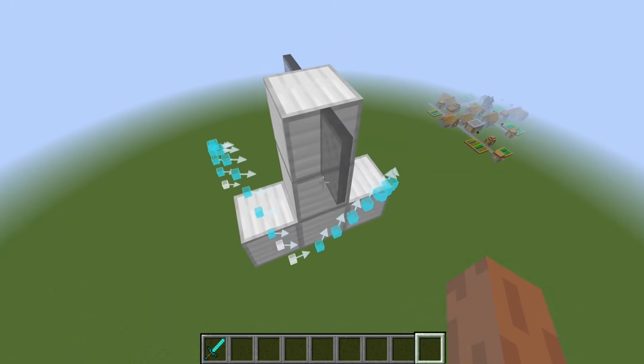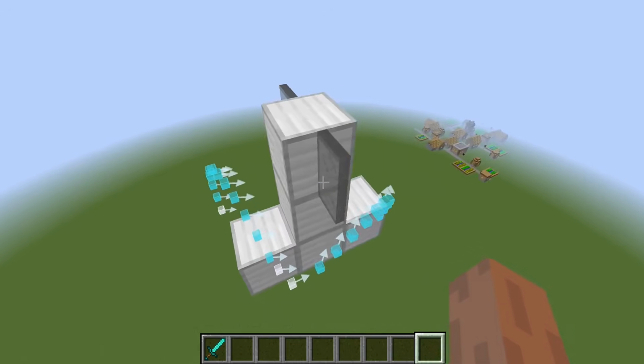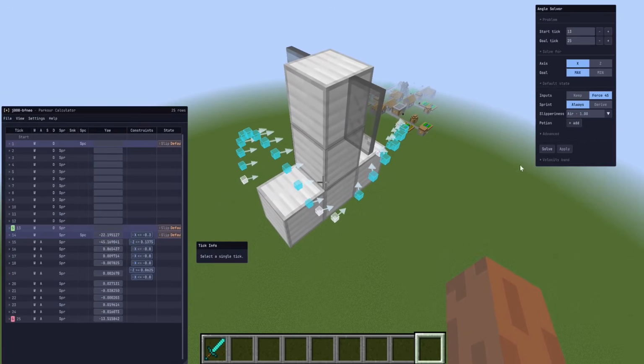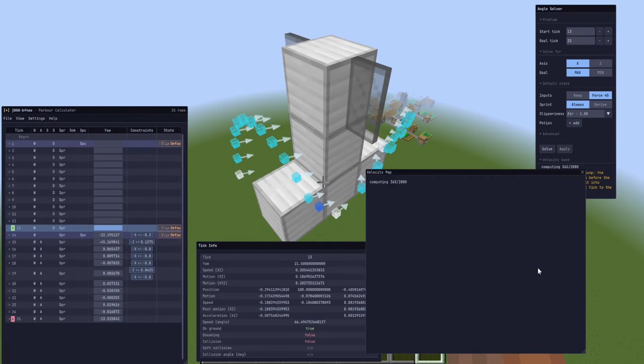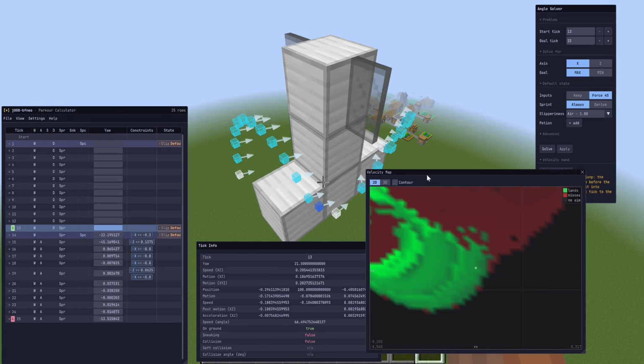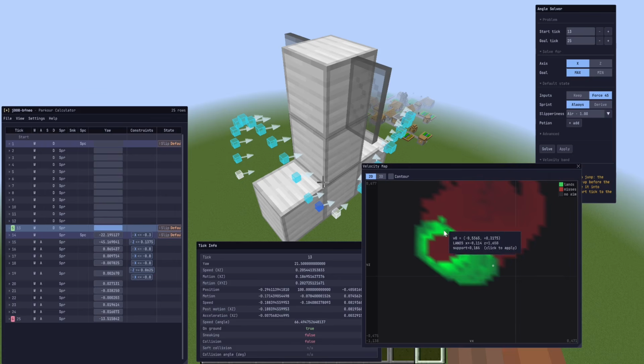Okay, consider this jump. Wouldn't it be nice to know what velocity is required to land this jump? For this, I have now implemented a velocity heat map, which shows, for example, with starting tick 13, which velocities land the jump. The green parts show which velocity would land it. First of all, we have the axes, vz and vx, which is the velocity.